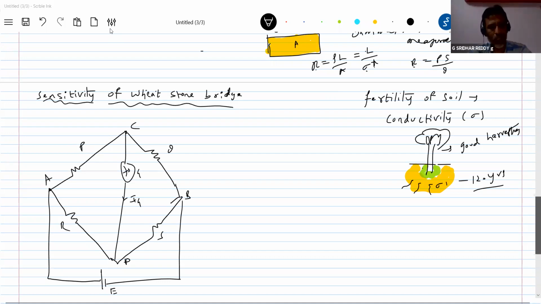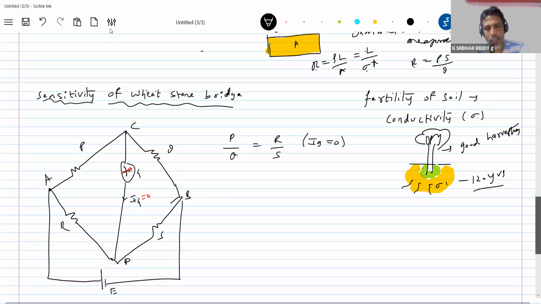Okay, there's a galvanometer. I'm showing this arrow also. The red color is what? The pointer here. Now for a balanced network, let the current through the galvanometer be zero. Then what is the basic necessary condition? P by Q equals R by S, and the current through the galvanometer is strictly zero.